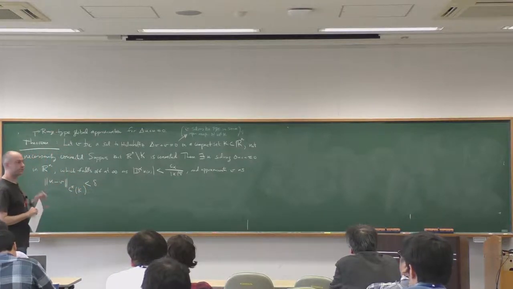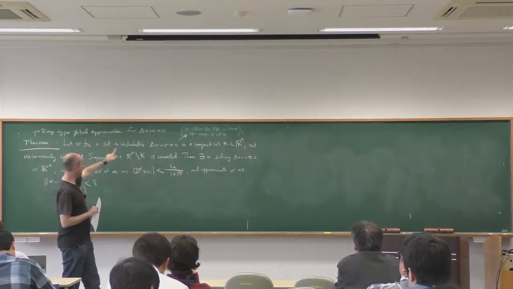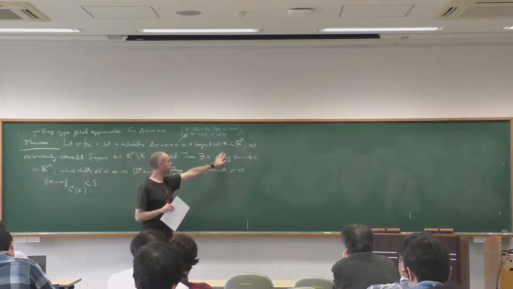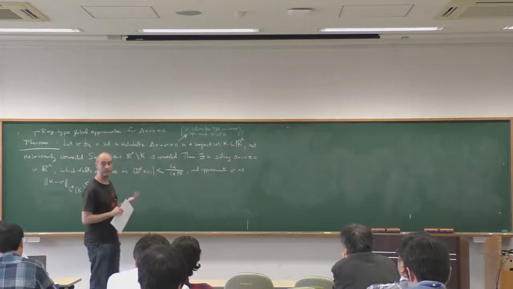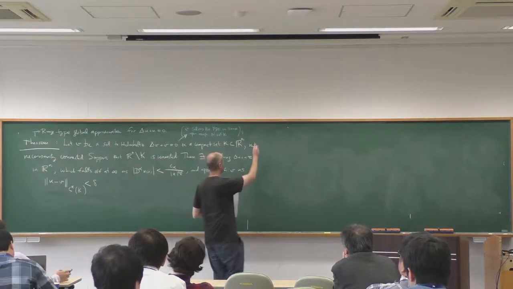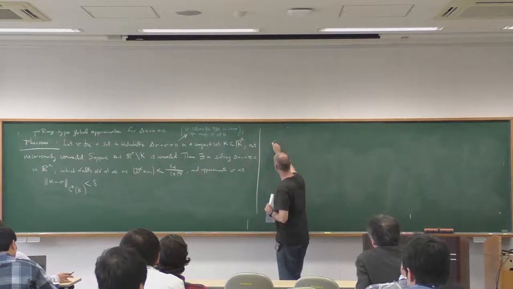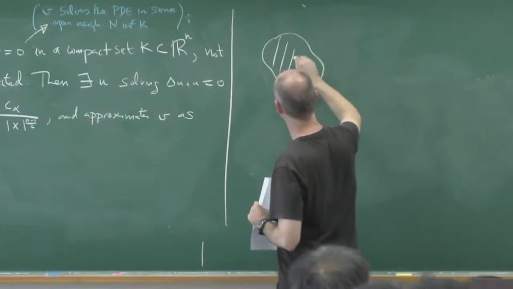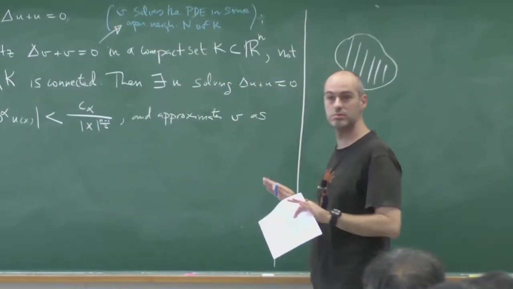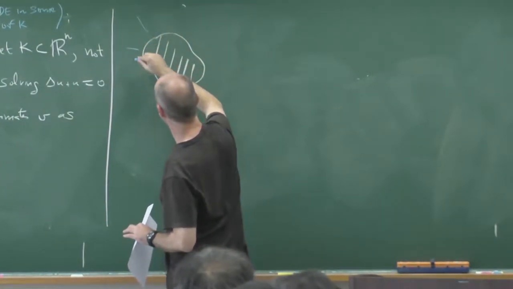So let's go over it. We are given a solution to the Helmholtz equation, which is defined in a neighborhood of a compact set K. Okay, not necessarily connected, this set. And here the important assumption is that the complement of K is not connected. So for example, let's think of R2, just the blackboard, and this deformed ball, then of course the complement is connected.